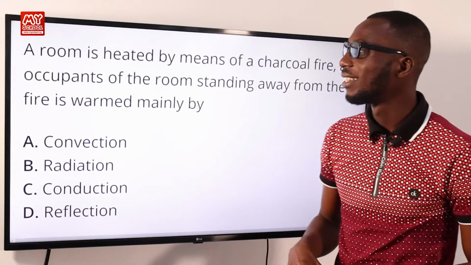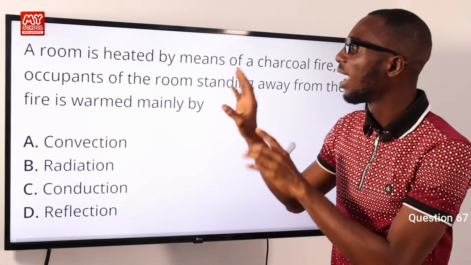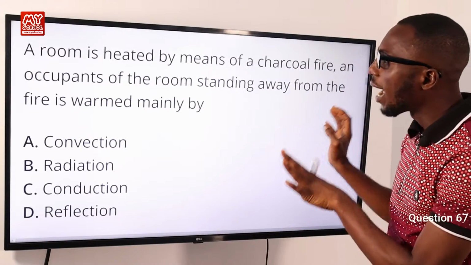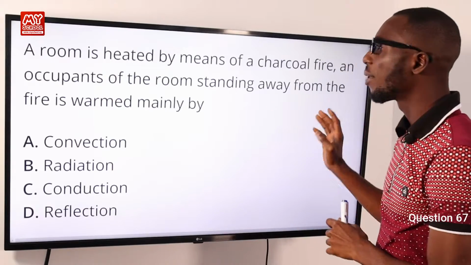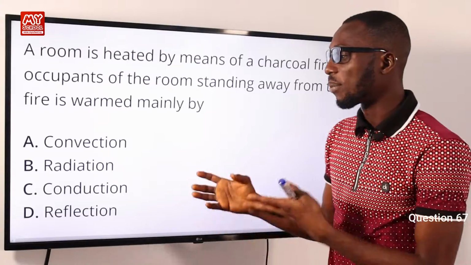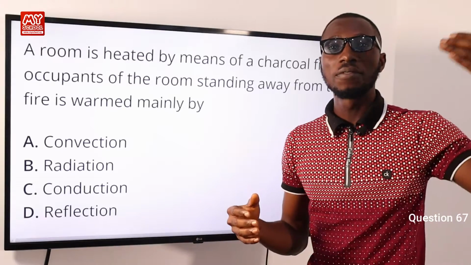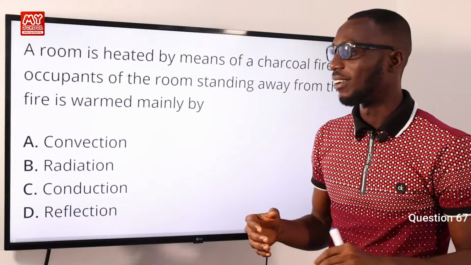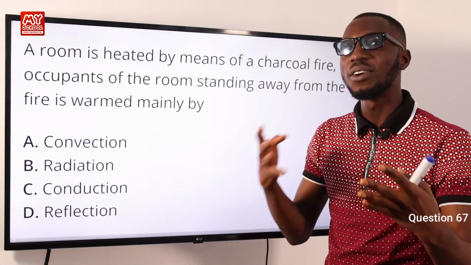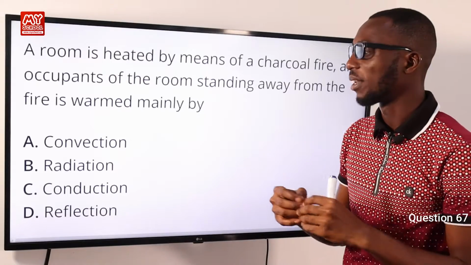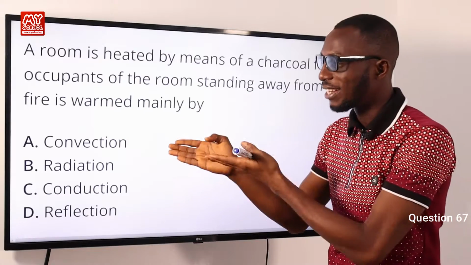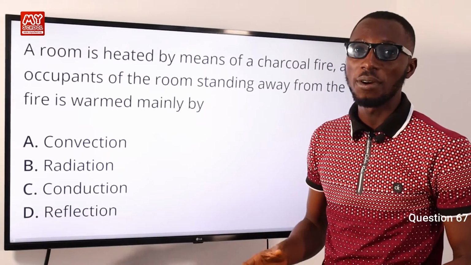So right now we are tackling the next question. Okay, so a room is heated by means of a charcoal fire. An occupant of the room standing away from the fire is warmed mainly by what process? Okay, just like the way we feel heat from the sun, okay, and we are down here on earth. So this shows that it doesn't require a material medium for the process to occur, and that definitely describes radiation. So option B is very correct.